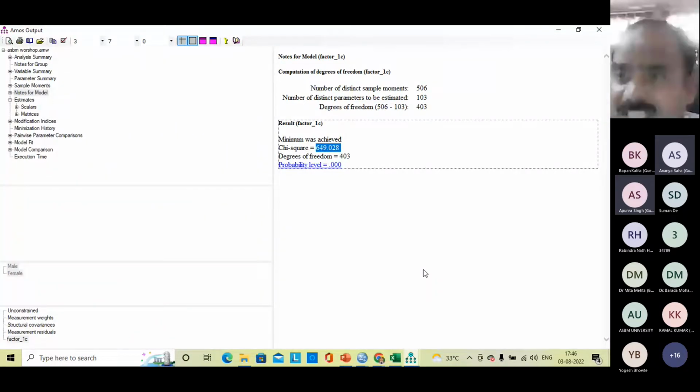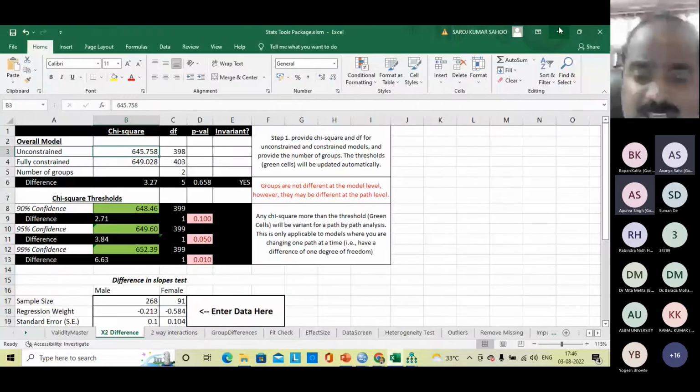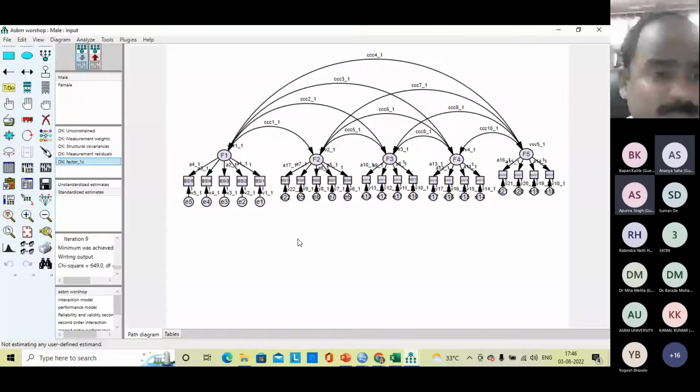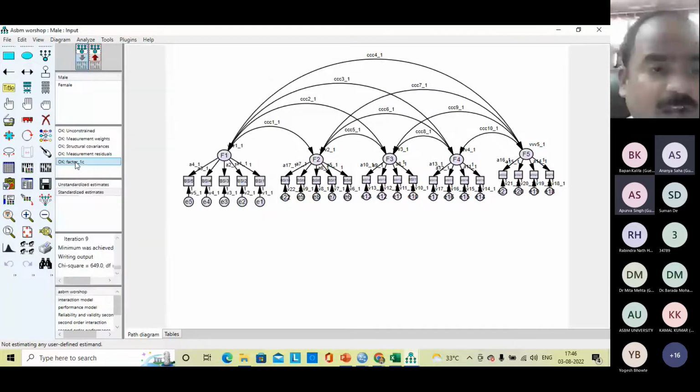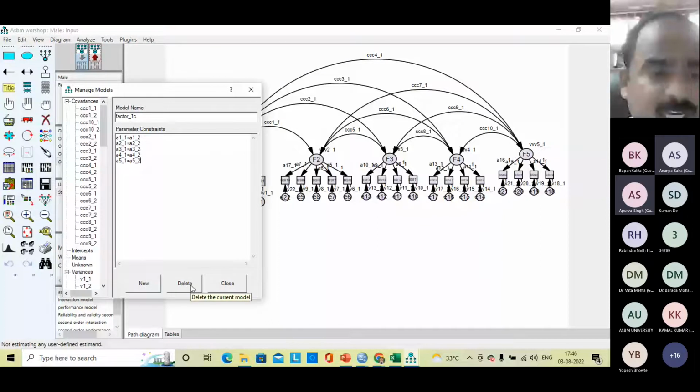For the sake of that, I am doing another thing. This is what I have done for factor 1. Let me delete factor 1 and then constrain factor 2. Look here: double click on factor_1C that I just created, and delete it.